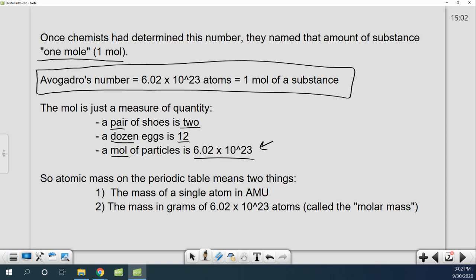So now, though, atomic mass on the periodic table becomes a lot more important because it tells us 2 things. It tells us the mass of a single atom in atomic mass units, which is not that handy, but it also tells us the mass in grams of a single mole of atoms, 6.02 times 10 to the 23 atoms. And so if that's the mass of a mole, we call it the molar mass. So I can look at my periodic table and say, hey, what's the molar mass of hydrogen? And you just look it up and say, oh, it's 1.008.